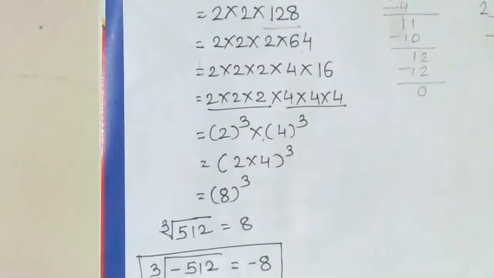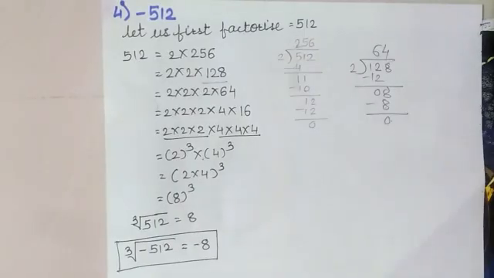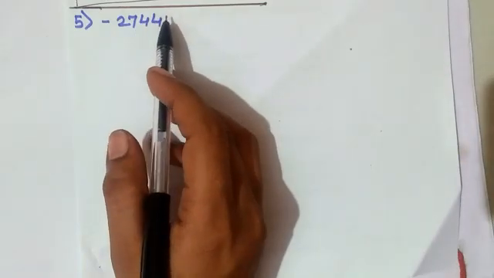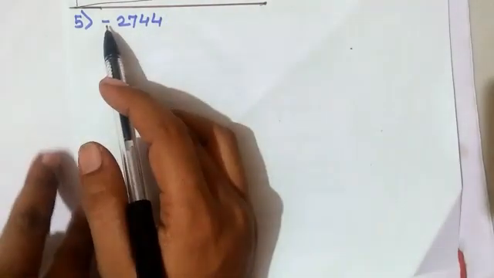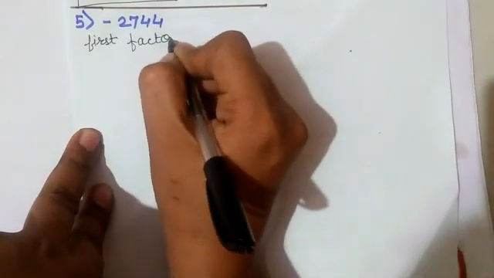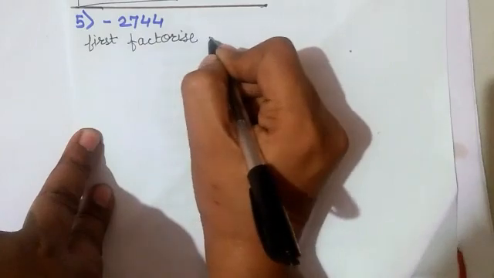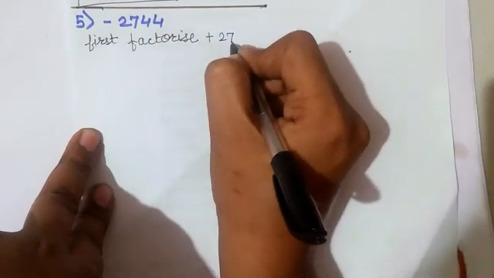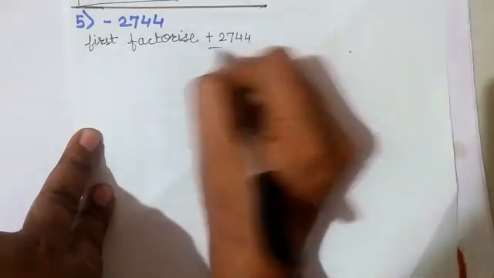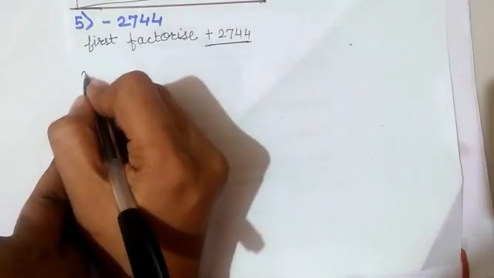So like that way you can solve it. If you want, you can take the screenshot and write it in your classwork notebook. Let's take the fifth sum, that is negative 2744. Again we have to ignore the negative symbol. At first we are going to factorize positive 2744. Let's take it.